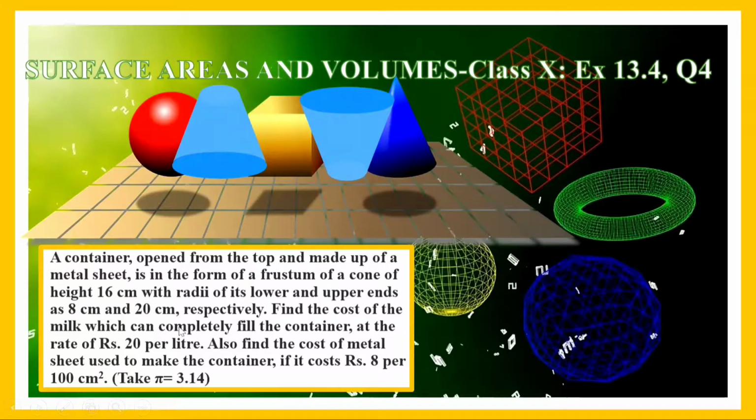respectively. Find the cost of the milk which can completely fill the container at the rate of rupees 20 per liter. Also find the cost of the metal sheet used to make the container if it costs rupees 8 per 100 centimeter square. Take pi is equal to 3.14. Now this is a little lengthy question. Let us see how do we do it.